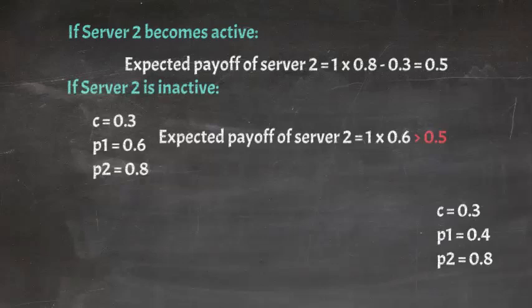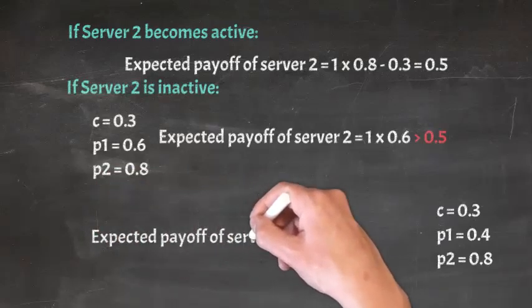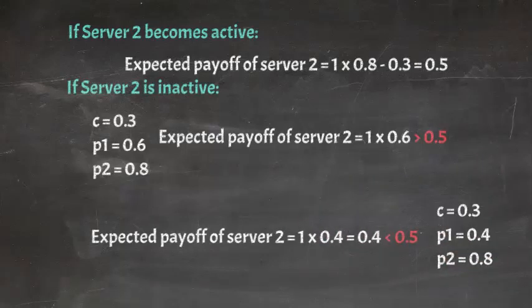But what if P1 is 0.4? In this case, if server 2 chooses to be active, his expected payoff is still 0.5. But if he chooses to be inactive and takes the free ride of server 1, then his payoff is 1 multiplied by 0.4, which is less than 0.5. This means if server 1 is much worse, server 2 cannot count on him, and he should do the work himself. It also reveals another interesting phenomenon in reality. Playing the game is only interesting when you and your opponent are of similar level.